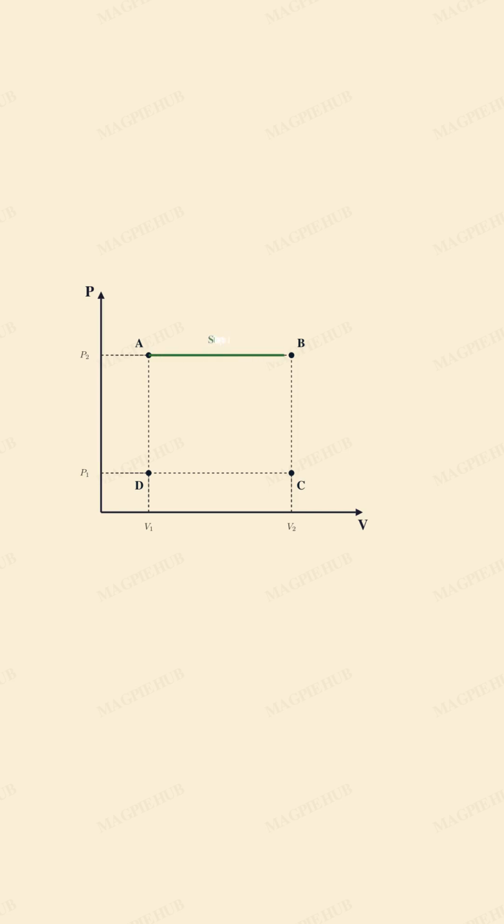Step 1, isobaric expansion from A to B at high pressure P2, where volume increases from V1 to V2. Step 2, isochoric cooling from B to C at constant volume V2, where pressure drops from P2 to P1. Step 3, isobaric compression from C to D at low pressure P1, where volume decreases from V2 to V1. Step 4, isochoric heating from D to A at constant volume V1, where pressure rises from P1 to P2.